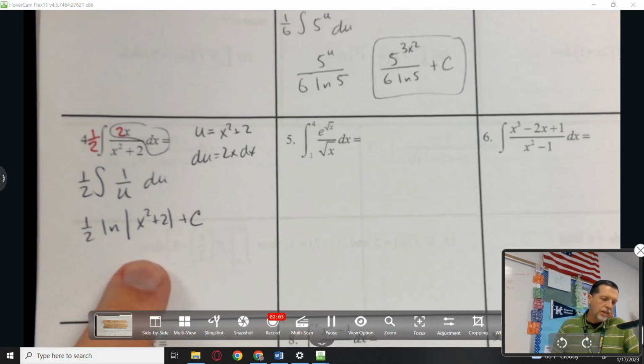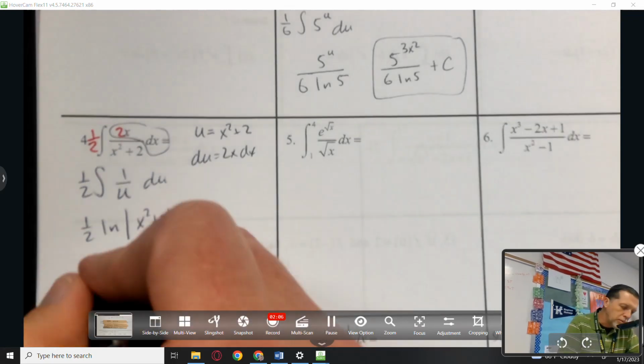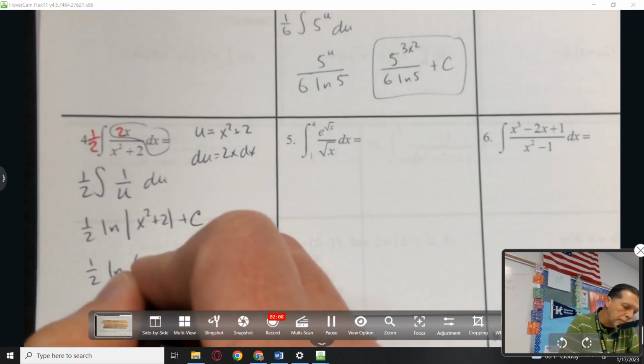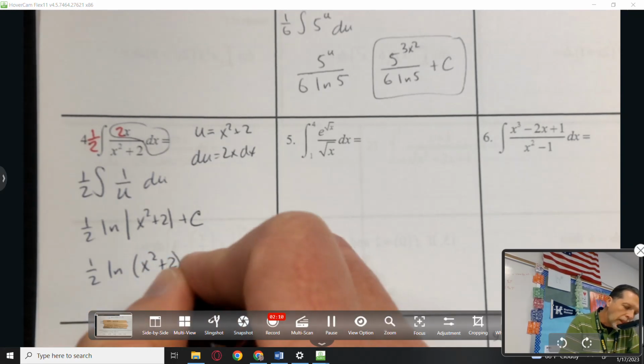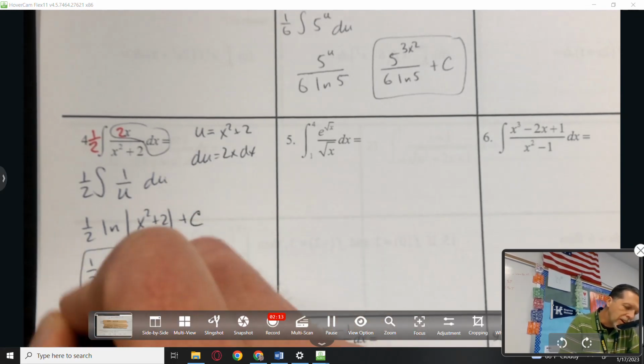Multiple choice, x squared plus 2 is always positive, so they would probably drop the absolute value bars because they're not needed. But free response, either answer would be fine.